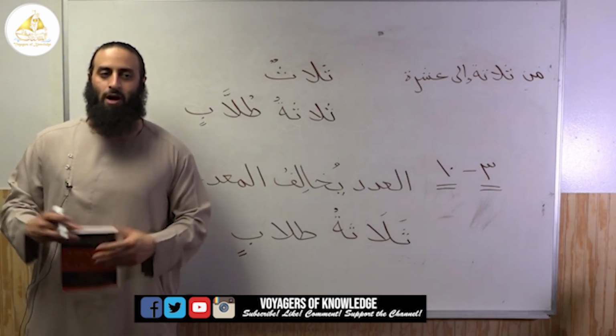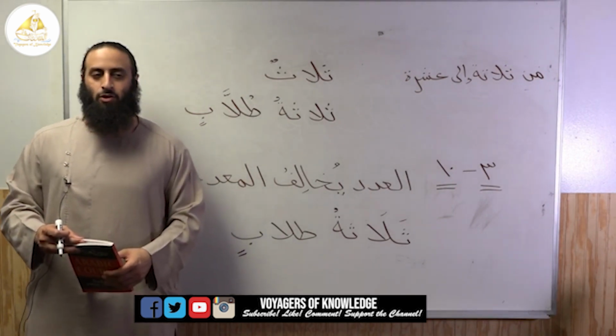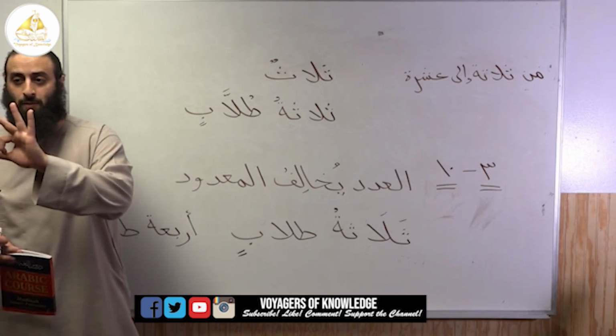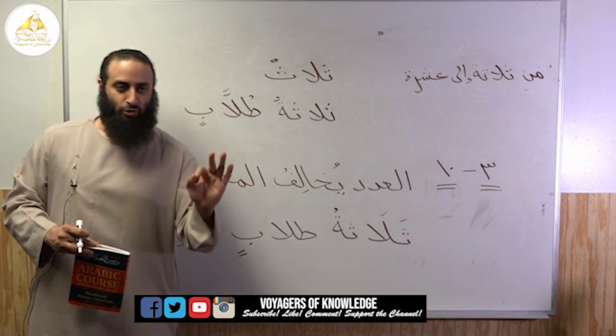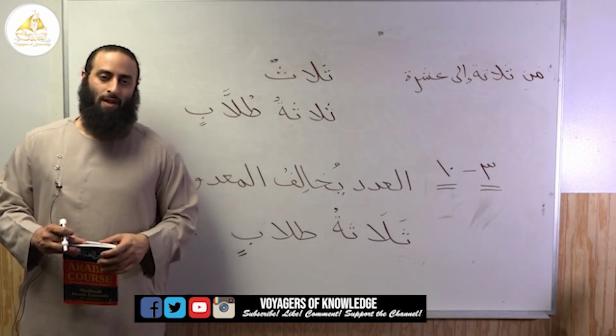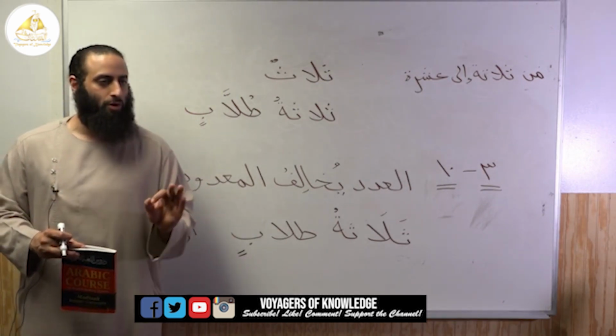Pens, qalamun, aqlamun, right? Do I say, we got 3 still. Do I say thalathu aqlamin or thalathatu aqlamin? I should say thalathatu aqlamin.